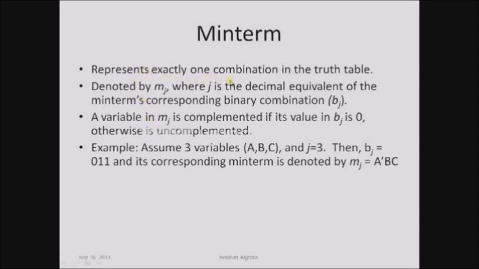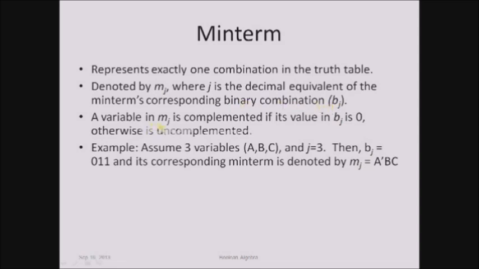A min term represents exactly one combination in the truth table. It is denoted by m suffix j, where j is the decimal equivalent of the min term's corresponding binary combination, that is b suffix j. So mj is the min term which corresponds to the binary combination bj. We'll see with an example.